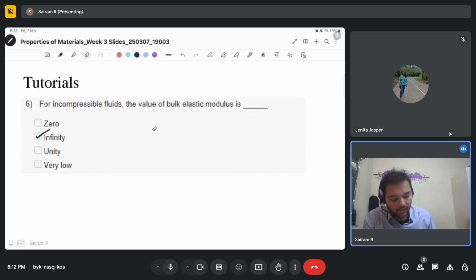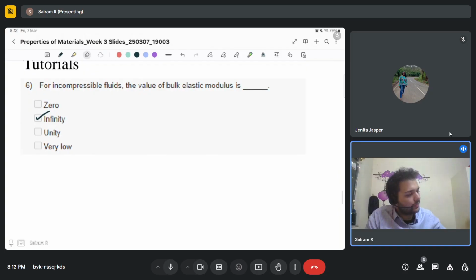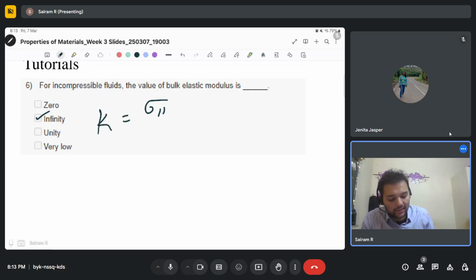For incompressible fluids, the value of bulk elastic modulus is infinity. What is bulk modulus? Your K. What is the formula for K? K is sigma hydrostatic by change in volume, right?